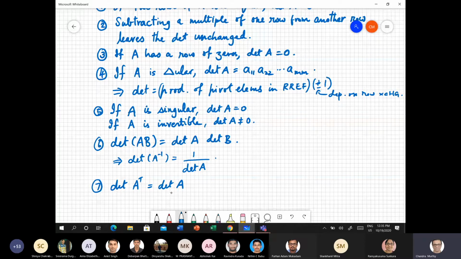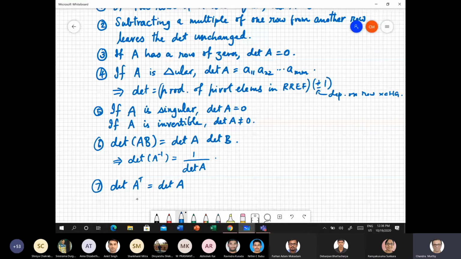Now, how do you show this? The rank is also unchanged. The rank is also a property that remains unchanged by the transpose operation. We'll later see that the rank is the number of non-zero eigenvalues of a matrix, and so A and A transpose have the same number of non-zero eigenvalues, and consequently they also have the same number of zero eigenvalues, counting multiplicities.